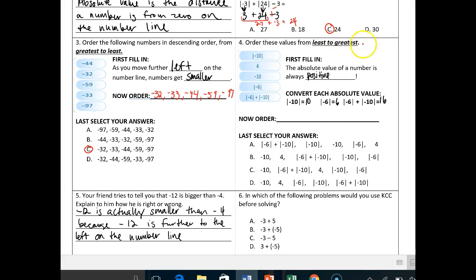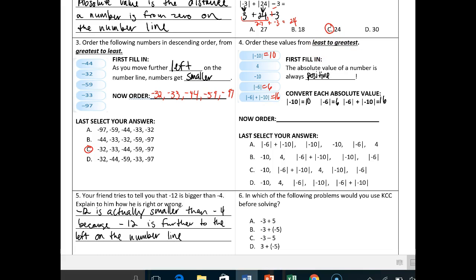Number 4, order these values from least to greatest. First, fill in: the absolute value of a number is always positive, so I converted each absolute value there. See how they're 10, 6, and this happens to be 16 because 6 plus 10 is 16. Now I can order them. It would probably even help to write them up here, what we got. So I can order them from least to greatest.